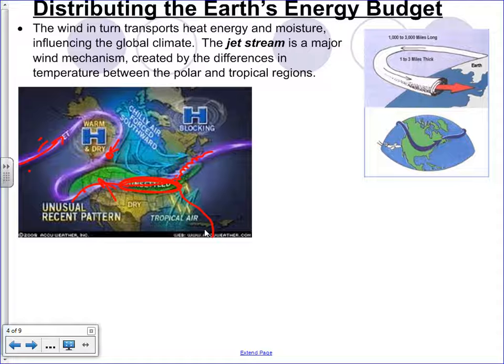We don't feel it on the ground because it's a very high altitude wind, but it still moves a lot of energy for us that we don't necessarily feel. So the jet stream is pretty important. It transfers a lot of energy between polar and tropical regions. Questions on the jet stream?